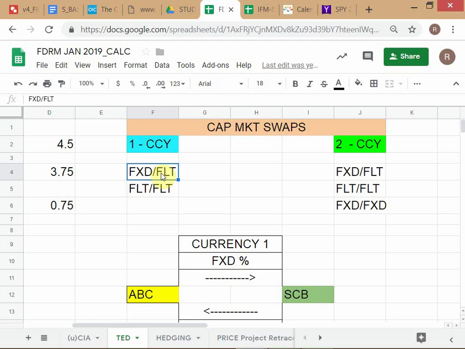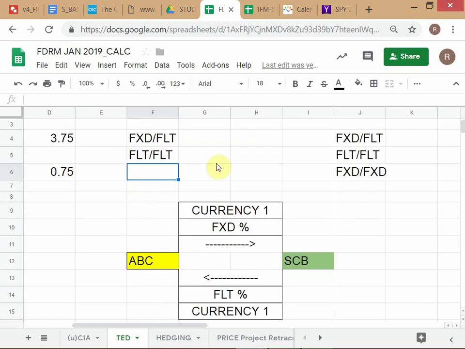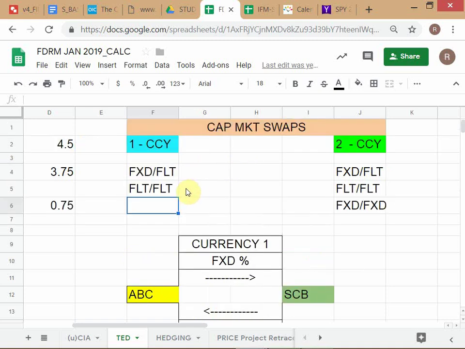One leg could be fixed and one floating, that we have seen before. There's another possibility which you have not seen before: both the legs could be floating. There's a name for this. This is called a cross-currency basis swap. You'll see all those names in the book itself. But the point is that you could have both legs as floating.